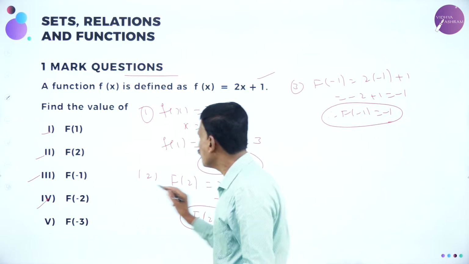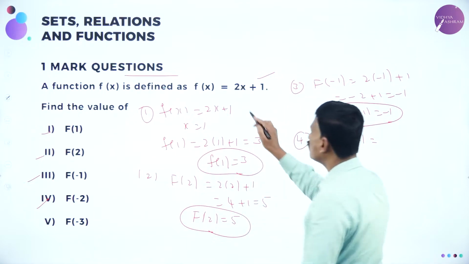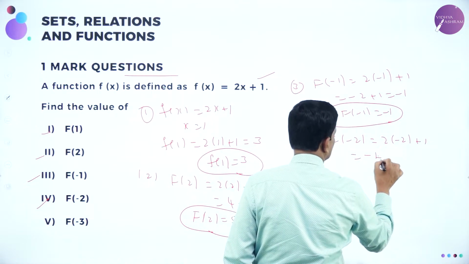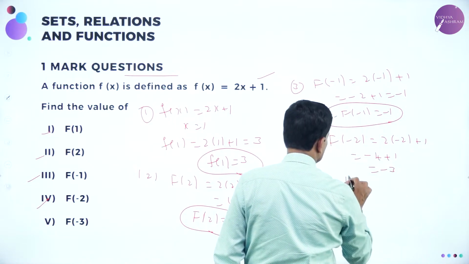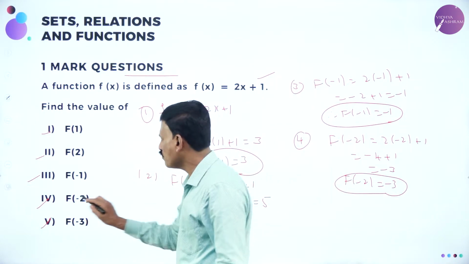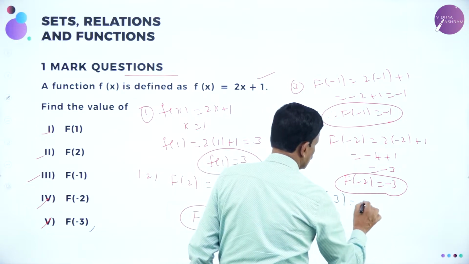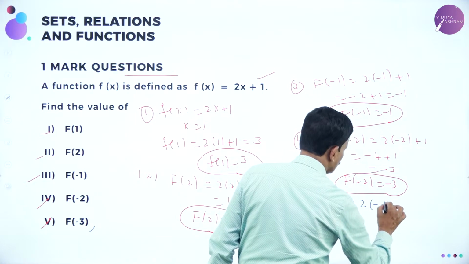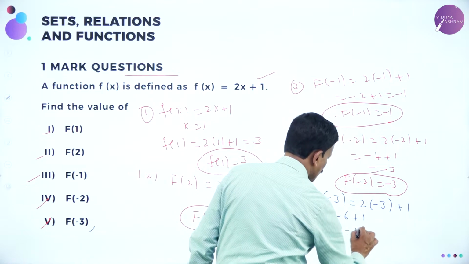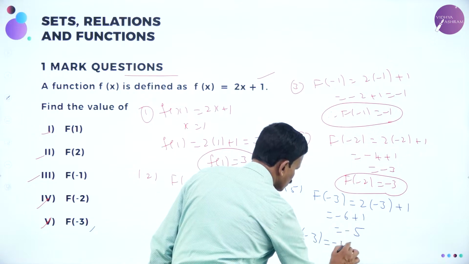Now come to the fourth one. What is the fourth one? f of minus 2. Put x is equal to minus 2. That's it. 2 into minus 2 plus 1. This is minus 4 plus 1, which is equal to minus 3. So f of minus 2 is minus 3. And the last one is f of minus 3. Put x is equal to minus 3. 2 into minus 3 plus 1. This is minus 6 plus 1, which is minus 5. So therefore f of minus 3 is equal to minus 5.